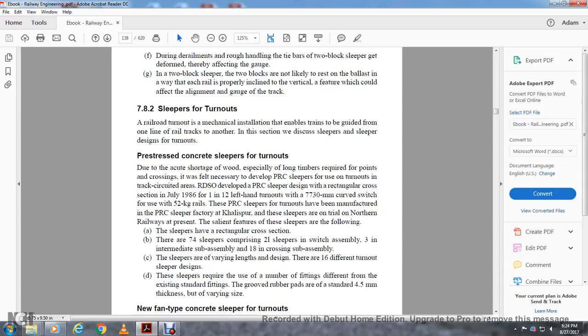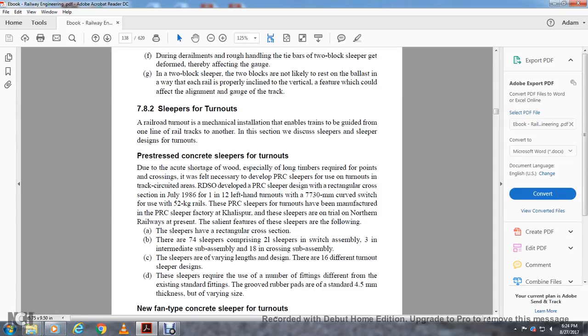Pre-stressed concrete sleeper for the turnout. Due to the acute shortage of wood, especially with the long lengths required for the points and crossing, it felt necessary to develop the PSC sleeper for use in the turnout. Pre-stressed concrete turnout track circuited, with the Research, Design and Standards Organization.